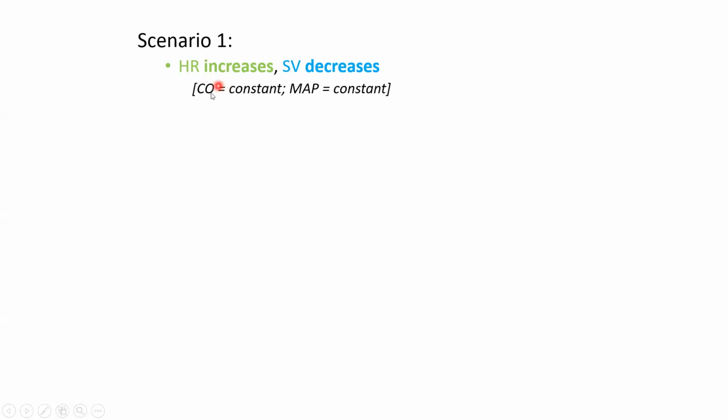Okay. Now, again, you will do the math very quickly. Cardiac output would be constant because why? Because heart rate multiplied by stroke volume is cardiac output. And since one is increasing, the other is decreasing, the cardiac output would be constant. And since mean arterial pressure is dependent on cardiac output, keeping in mind that TPR is constant, mean arterial pressure would also be constant. Okay.